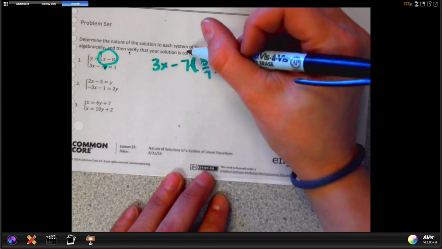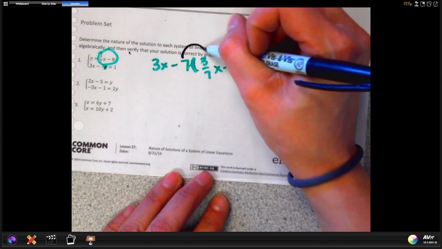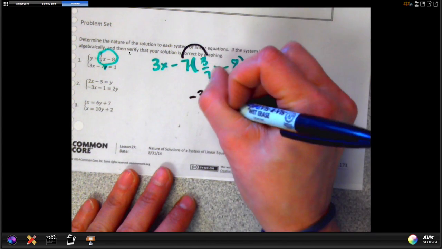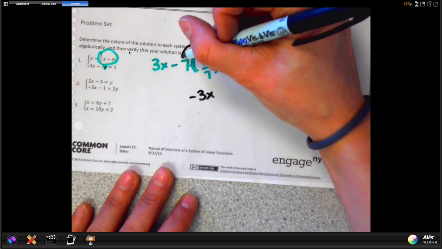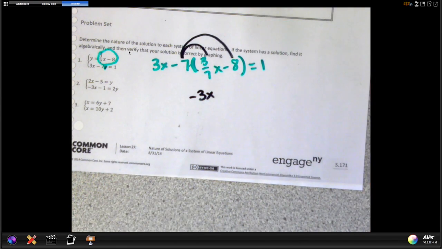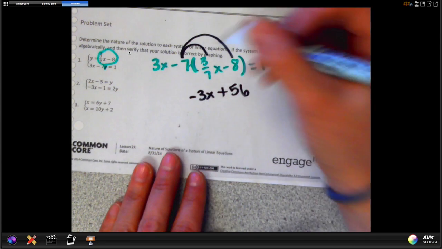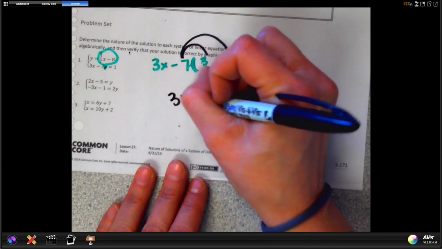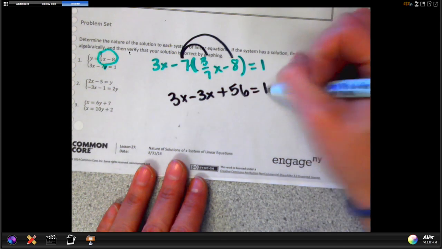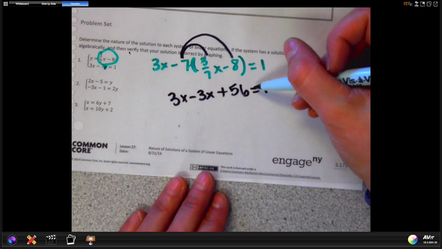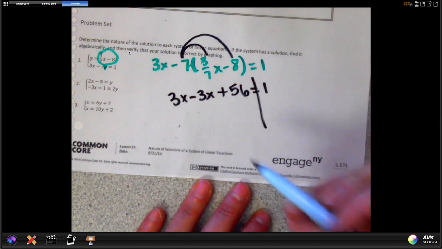So what we want to do first, though, before we can have a chart, is we need to distribute. So we're going to start with our negative 7 times 3/7 x. It's going to be negative 3x if you put that in your calculator. Negative 7 times negative 8 equals positive 56. And then bring down the rest, 3x, and then the equals 1. And now you have no parentheses, and this is a classic chart problem where we're going to solve the equation.